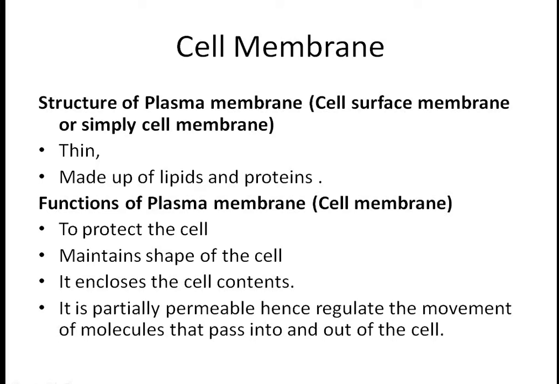Cell membrane is also called as plasma membrane and cell surface membrane. All these 3 terms are used for this membrane. Structurally, it is thin and made up of lipids and proteins. If you are asked to write the function of cell membrane, you can write that it protects the cell, it maintains the shape of the cell, it encloses the cell contents. Whatever present in the cell is bounded by this membrane so it does not leak out.